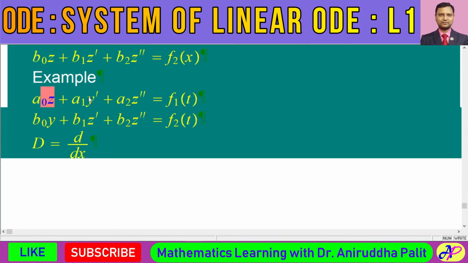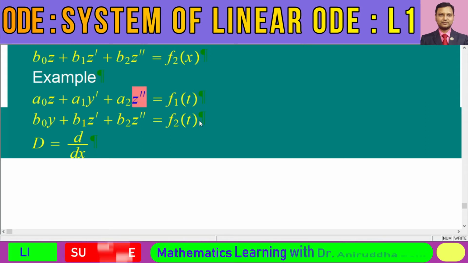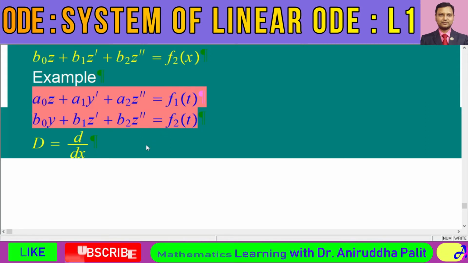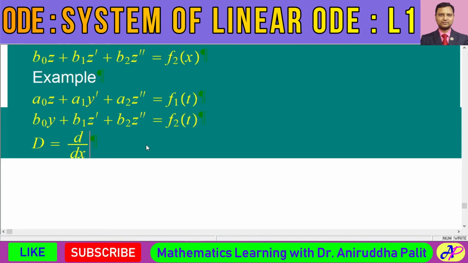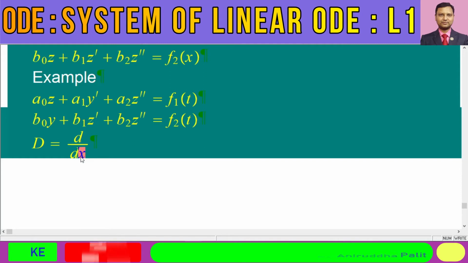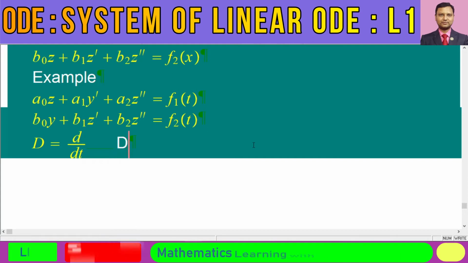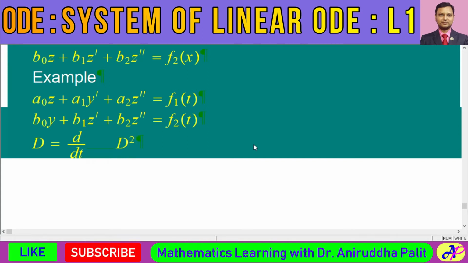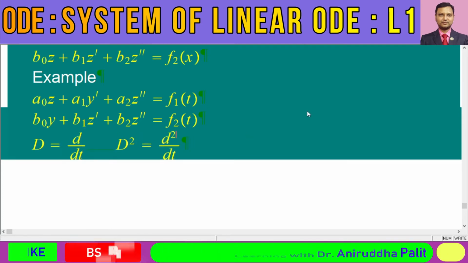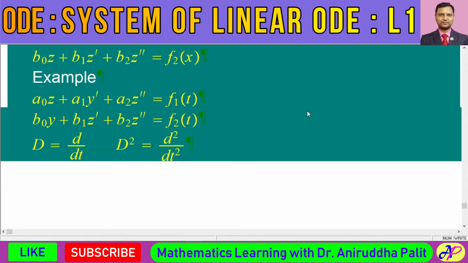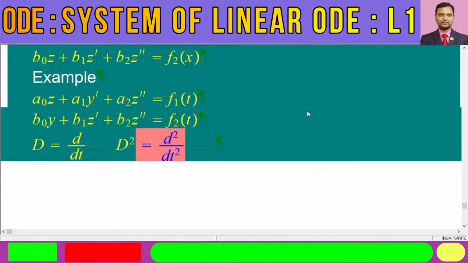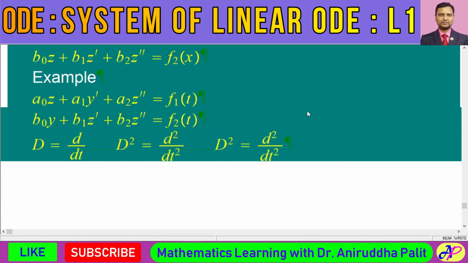So these derivatives, this y prime, z prime, all these derivatives would be written in terms of t. Got it? So in that case, this D operator would be written as d/dt. Next, we have the D squared operator. What is this? This D squared is the second derivative operator, and so on. We may have the nth degree operator, and its representation would be this kind of representation.